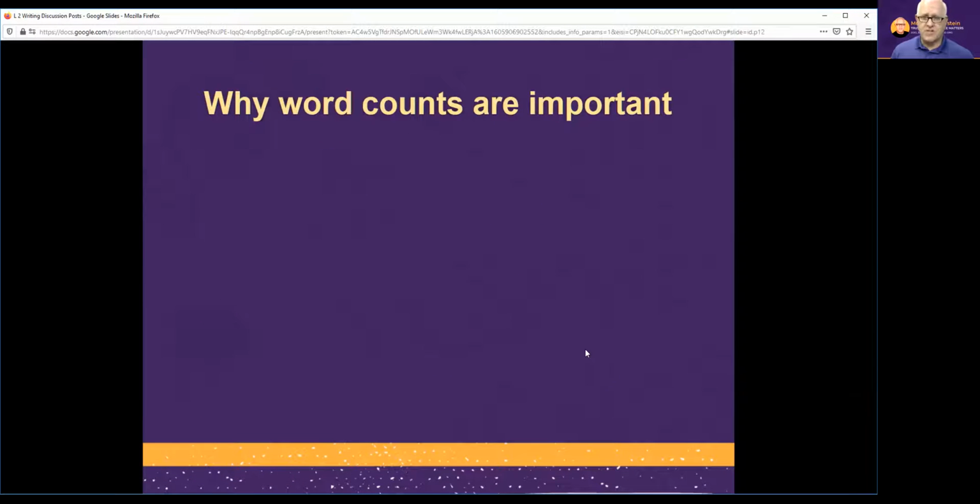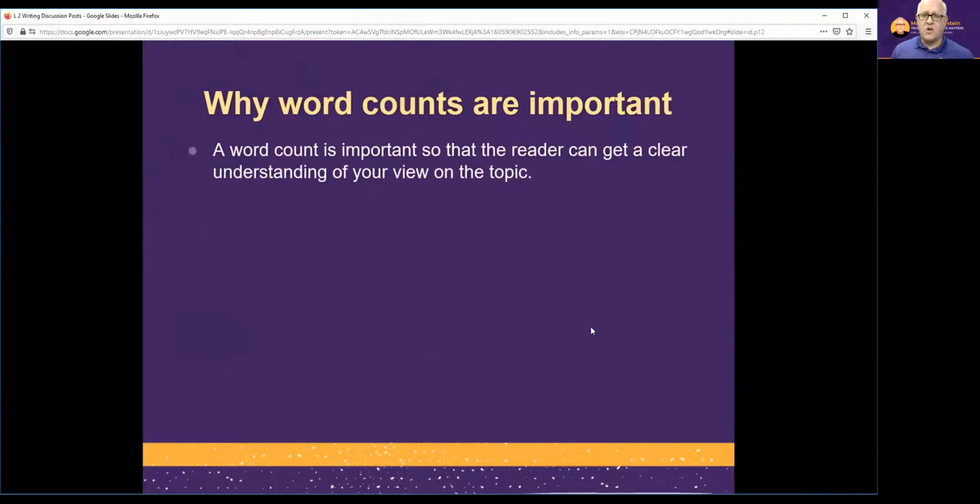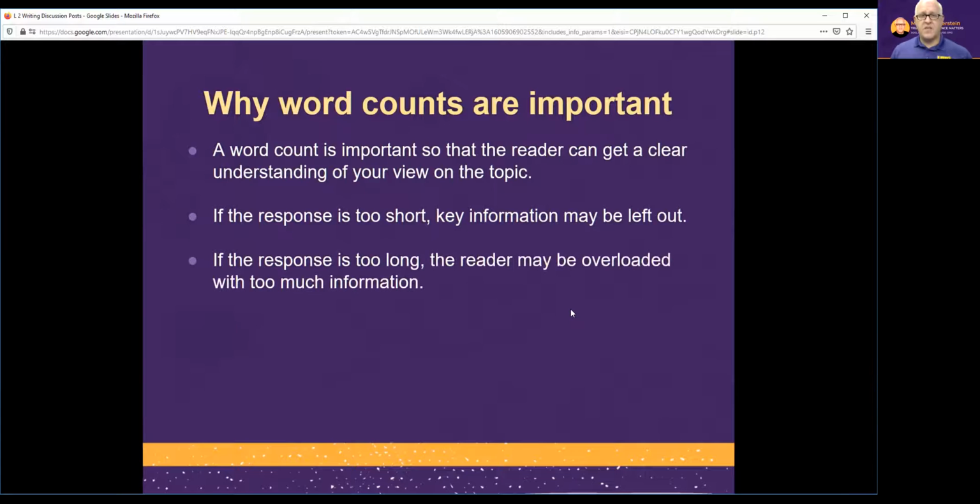So why are word counts important? Well, word count's important so that the reader, me, someone else, can get a clear understanding of your view on the topic. If the response is too short, key information may be left out. If the response is too long, the reader may be overloaded with too much information. A discussion post is a snapshot, a very specific piece of information about what you know.